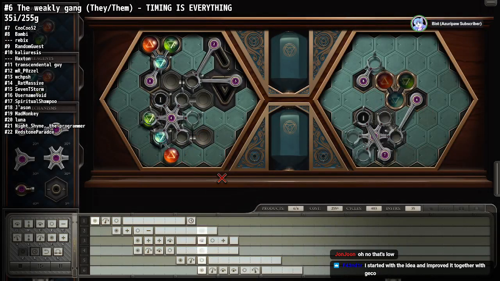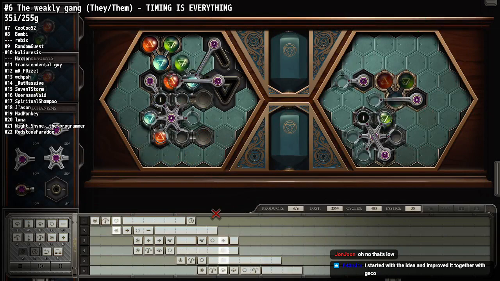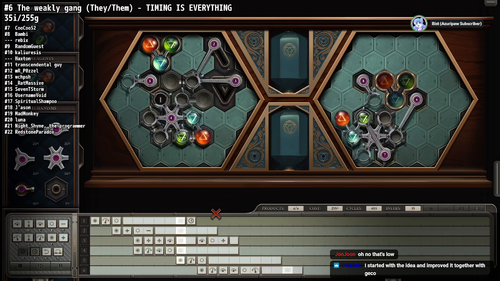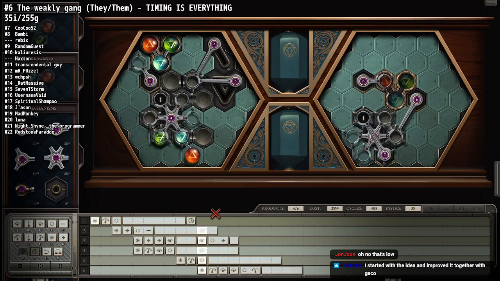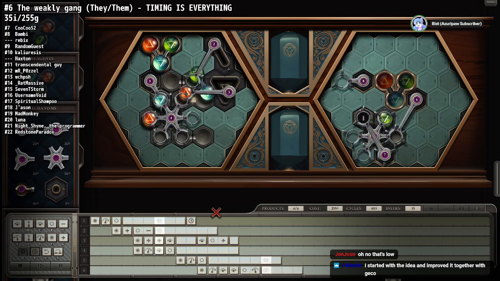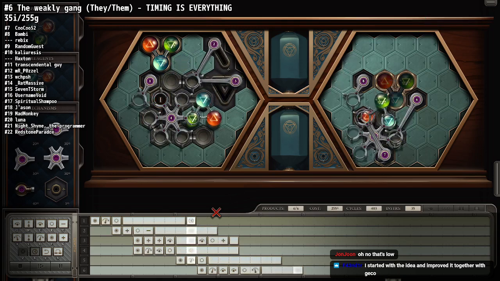Does it say trit? Am I reading that right? Yeah, it says trit. Trit, yeah. It's a 3-state encoding. Bindeer says he started with the idea and improved it with Gecko.